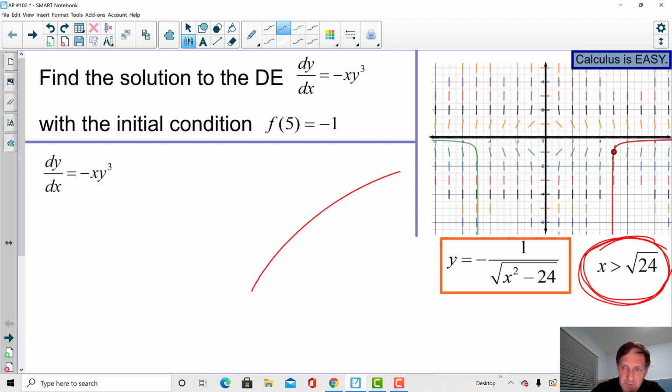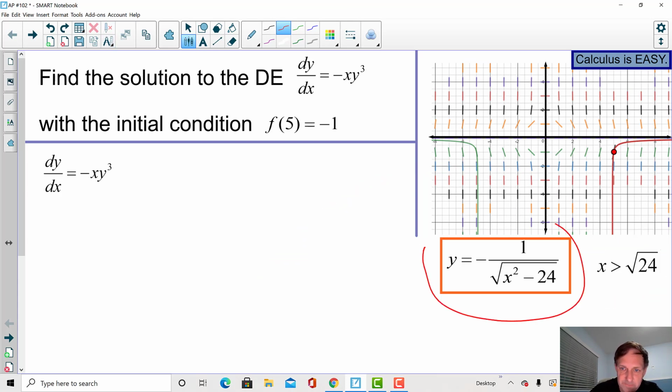I'm not sure that they would give you this kind on the AP test, where it requires a domain restriction. Most of the examples I've seen on the AP test just ask for the actual function, and most of them do not require this restriction over here, but you never know, so you always want to be prepared. All right, let's go to our next example.